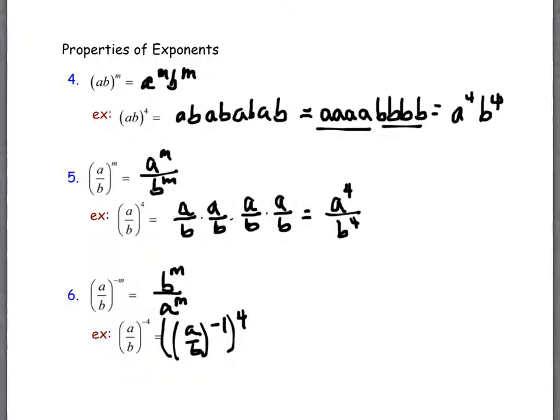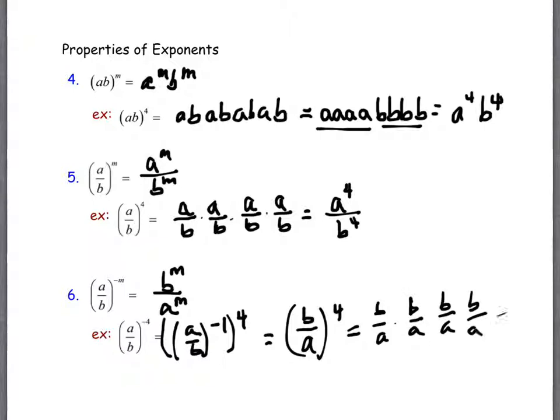A power to a power, that's property number 3 that we already did on the previous slide. Well, a negative exponent means to take a reciprocal. That's what that means for us. So this is actually b over a raised to the 4th power. So this negative flips it. And the fact that it's to the 4th power means I can use property number 5 then, right? I could write it out if you want. We could write b over a 4 times. And I would end up with b to the 4th over a to the 4th.